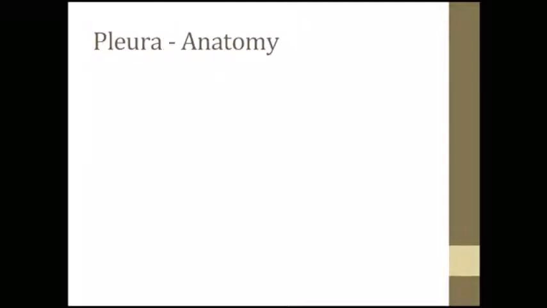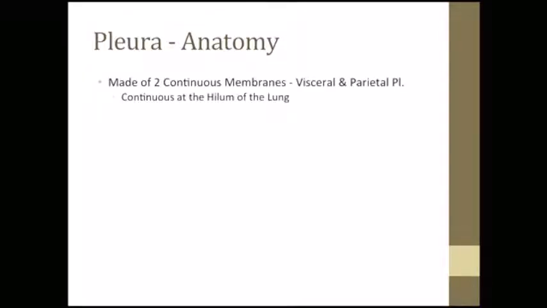Cool. So pleural anatomy. Okay, so your pleura is made up of two continuous membranes, your visceral and parietal pleura. And these two pleura are continuous at the hilum of the lung. Anyone has any issues with the concept of the continuous membrane forming the visceral and parietal pleura? It's quite similar to that of your pericardium over your heart. So basically, you have, imagine a sheet of paper. Your lung is basically penetrating inside and forming two layers. And this is continuous at the hilum of the lung.